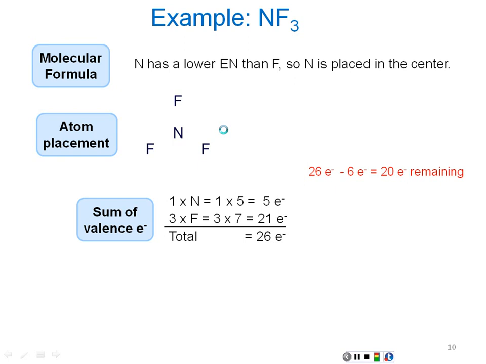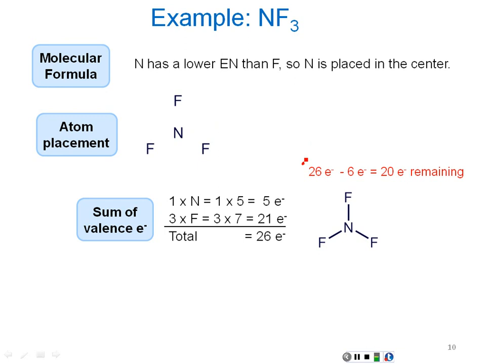And the next step, we need to draw single bonds between the center atom and the 3 outlying atoms. There we go. So we've used 6 electrons in those bonds out of our 26. So we're going to have 20 electrons remaining.